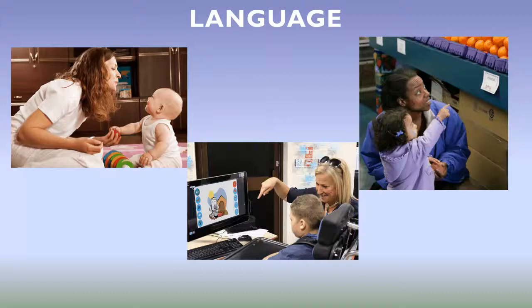Communication functions, for example, behavioral regulation, social interactions, and joint attention, are initiated with physical manipulations, giving, pointing, showing, gaze shifting, head nodding, vocalizations, creating one-word nouns.